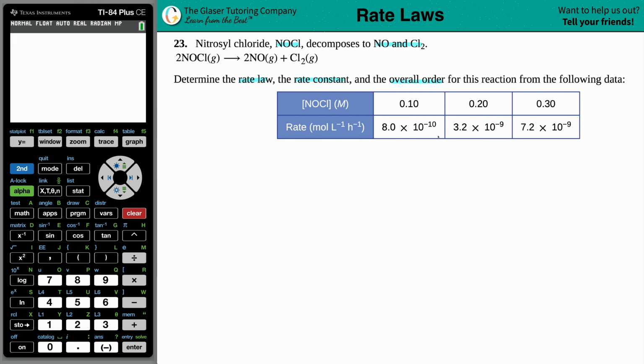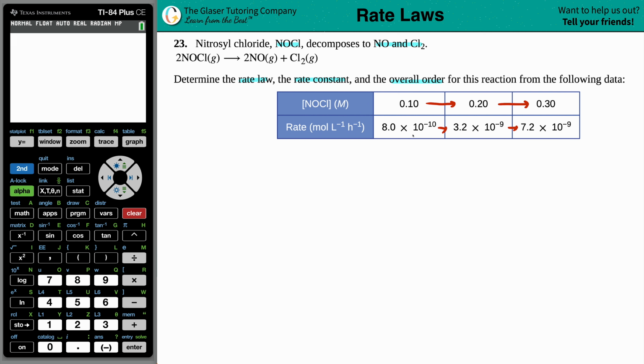Now, in this chart, we have concentrations of NOCl, the initial reactant, nitrosyl chloride. And from those concentrations, out comes a rate. So it tells us basically how fast the NOCl is decomposing. As we can see here, as we increase our concentration from 0.1 to 0.2 to 0.3, what's happening to our rate? Is it increasing or decreasing?